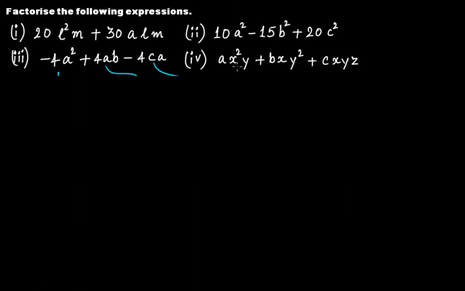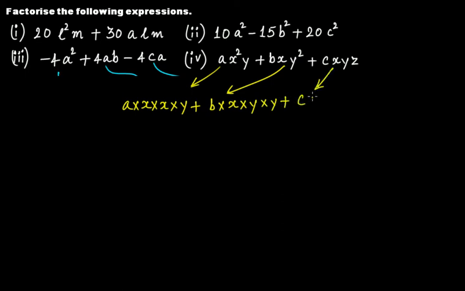In this case, you have ax squared y plus bxy squared plus cxyz. Let's break it down. So a multiplied by x multiplied by x multiplied by y, then plus sign. This is b multiplied by x multiplied by y multiplied by y. This plus sign. This is c multiplied by x multiplied by y multiplied by z. Okay.